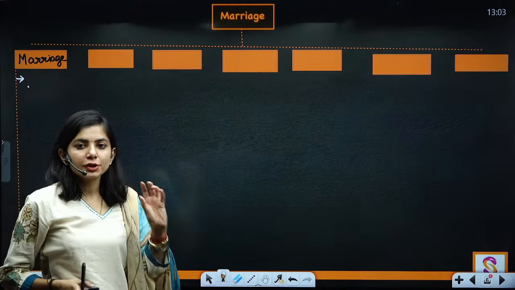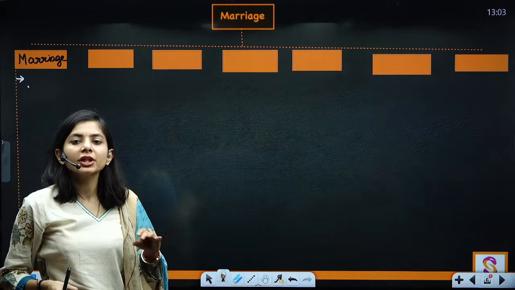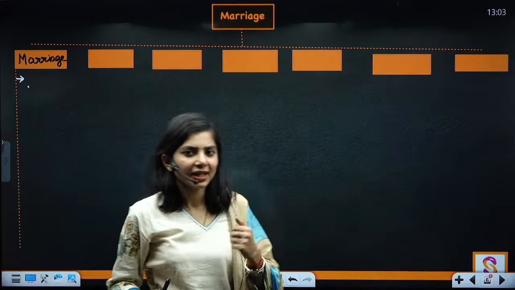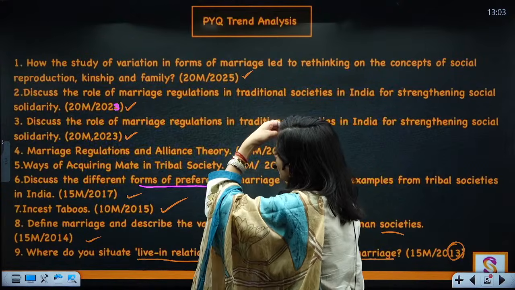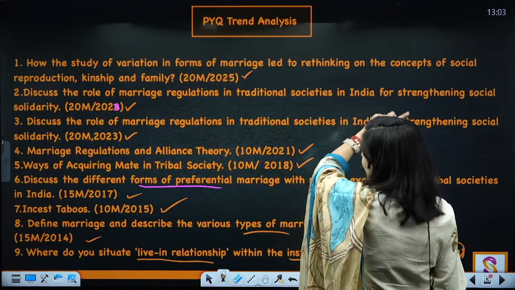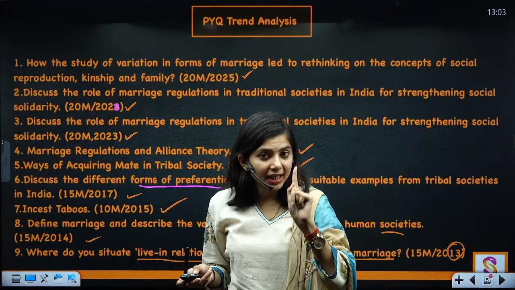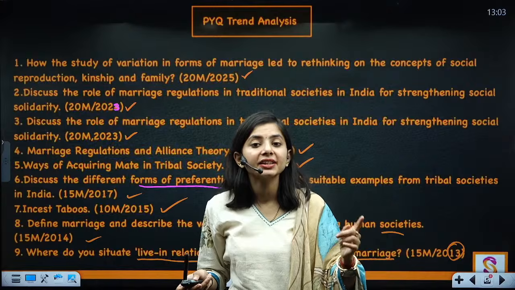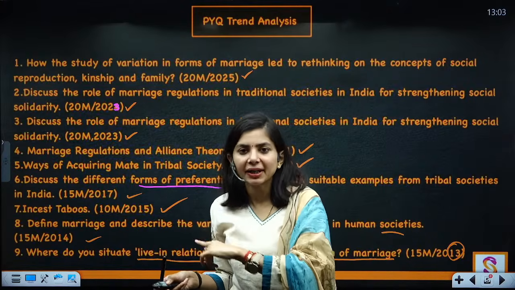First, introduction. So we should have something in our hand, 2 to 3 lines that we can use to introduce the marriage. Let us suppose you are confused about what to write, like in the question that appears in the 2025 exam: how the study of variation in forms of marriage led to rethinking on the concept of social reproduction, kinship and family. As I have told you, I'm not going to analyze the answer for the PYQ. Here we are just analyzing the trend. Regarding the answer, I will let you know in the practice questions part.